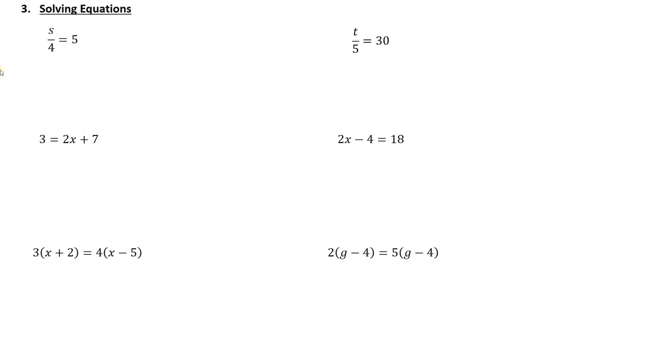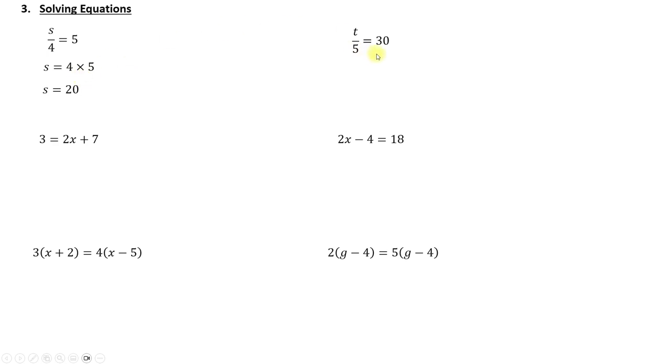Solving equations. Now, it's the first example. Here's a prime situation where we can use cross multiplication to solve. So what we have right here is a 5, and we can read that as 5 over 1. And then we'll simply cross multiply. S times 1 equals S equals 4 times 5. So S equals 20.